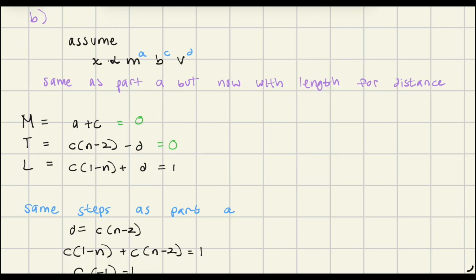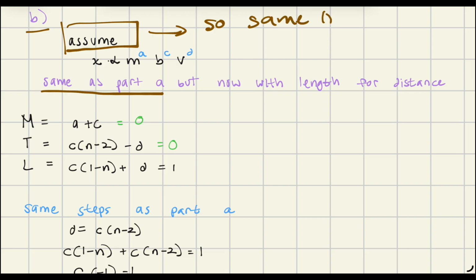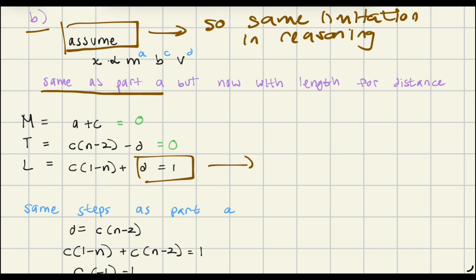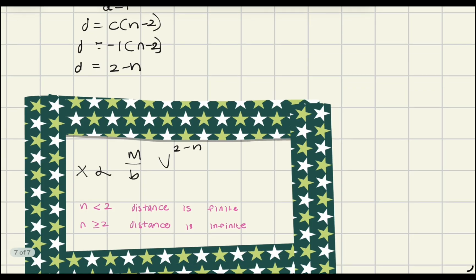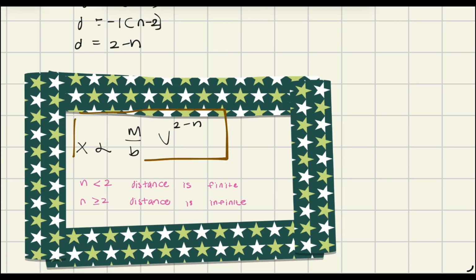And for part B, it's asking about the distance, so we're going to do the exact same thing, but instead of the time dimension, we're going to set it equal to the length dimension. So we have m, mass, is equal to a plus c, which is equal to 0. Then we have c times n minus 2 minus d is equal to 0 this time. And then we have c times 1 minus n plus d is equal to 1. So now again, just solve the systems of equations, and this time we get that the distance x is proportional to m over b times v to the power of 2 minus n.